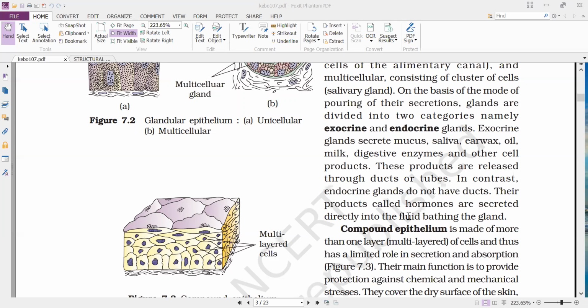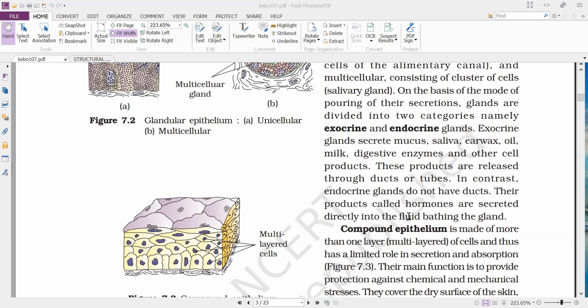From that fluid it will be absorbed by a certain transporting substance, and through that transporting substance it is distributed to different parts of the body where they show their effect. Such a type of glands we call endocrine glands. So based upon how the glands pour their secretions, glands are divided into two types, that is exocrine glands and endocrine glands.